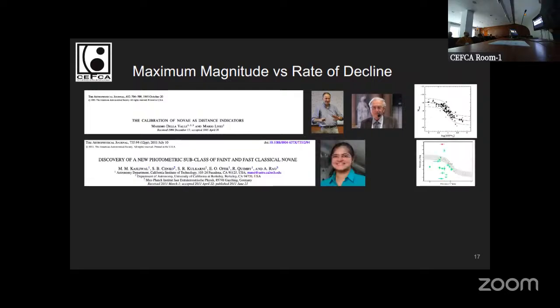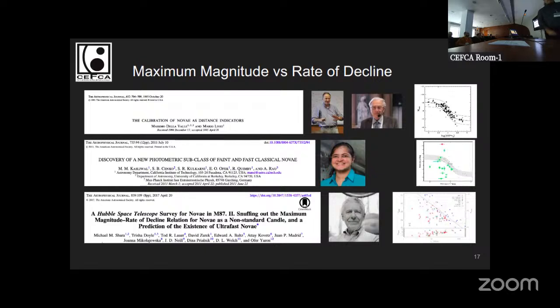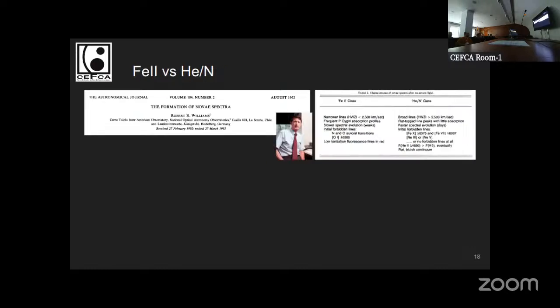And then in late 2011, Kasliwal and collaborators discovered this population of fast and faint novae, which sort of screwed up the whole plan. And then arrived Mike Shara and said, this is nonsense, this doesn't exist. The maximum magnitude versus rate of decline relation doesn't exist. And forgot to put the picture. There's still a beautiful fight between Massimo and Mike that is still going on. And I hope to see more of this fight. Actually, I have my own opinion. Then, when I started my PhD, we also thought there were 2 families of novae, the Fe II and the He/N.